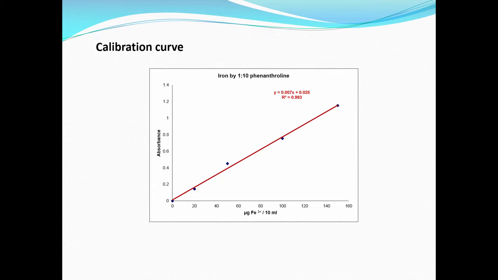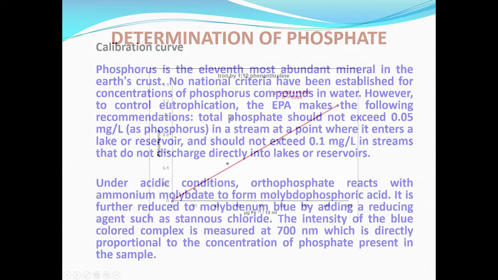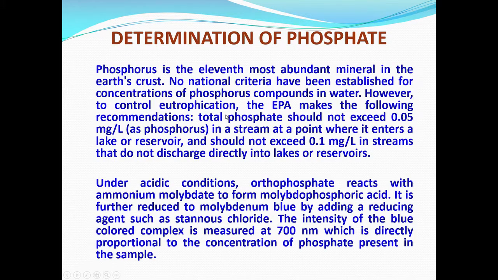So, I want to give you another method, that is the determination of phosphate. In the phosphate ion, phosphorus is one of the most abundant minerals in the earth's crust, and no national standard criteria have been established for the concentration of phosphorus compounds in water.